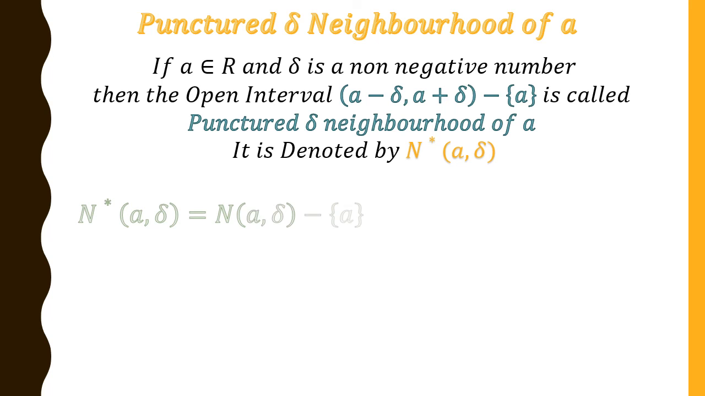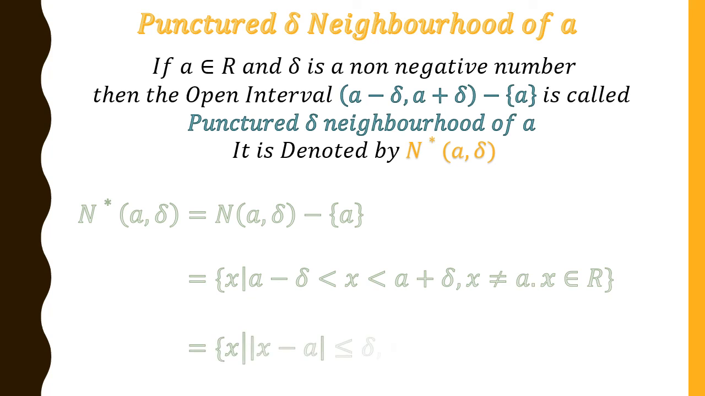Let us check it out symbolically. N*(A, delta) is equal to N(A, delta) minus {A}. That means the value of A is to be excluded from the whole interval. So we write it in symbols as {x : A - delta < x < A + delta, x is not equal to A, and A belongs to R}. Also when we simplify it, it becomes {x : |x - A| <= delta, but x is not equal to A and x belongs to R}.